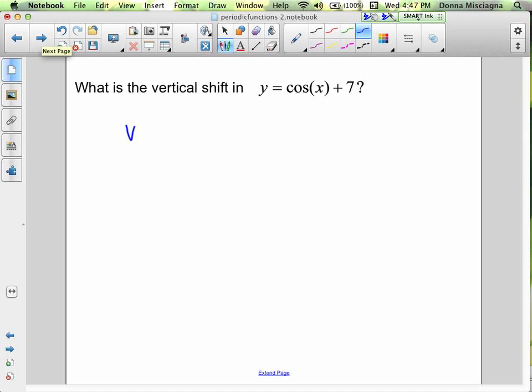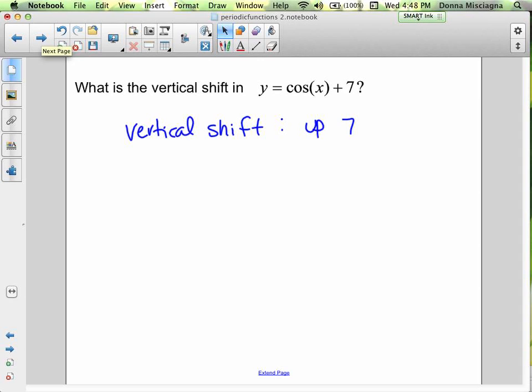All right, so the vertical shift is just up 7, just like the drink, 7 Up. So this value here is our vertical shift. Our graph is shifted up 7. All right, let's try another one.